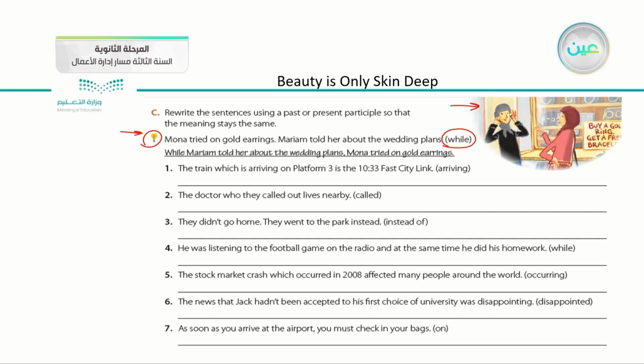Mariam told her about the wedding plans. What are we asked to do here? We should use the word while in the sentence and keep the meaning the same. So the sentence becomes, while Mariam told her about the wedding plans, Muna tried on gold earrings. Now you can pause the video right now, take some time to do the exercise on your own. Then after that, you can resume to check the answers with us. But we will do the first one together.